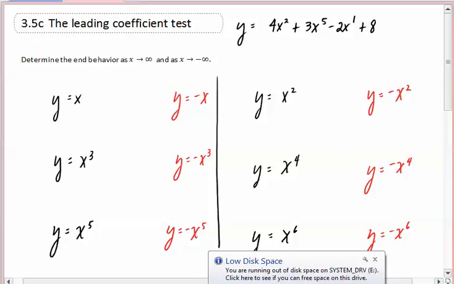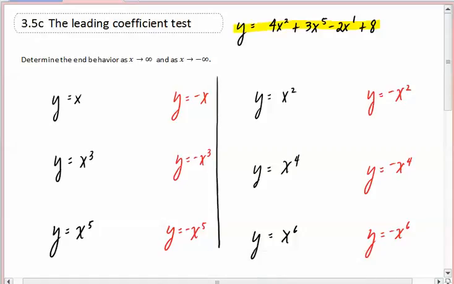Let's now look at something called the leading coefficient test. So I have just a little example here, this example right up here. Let me grab my highlighter. So let's take a look at this polynomial, and I want to notice something about it.